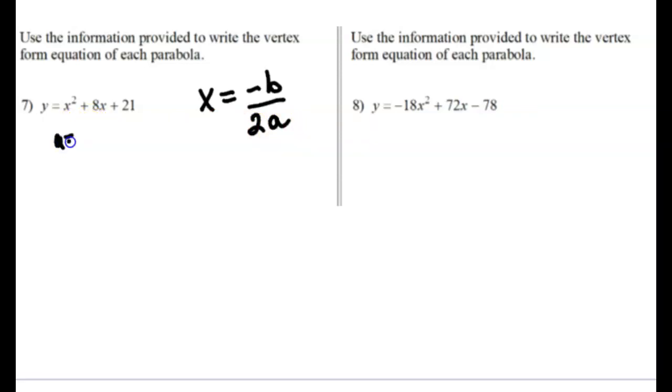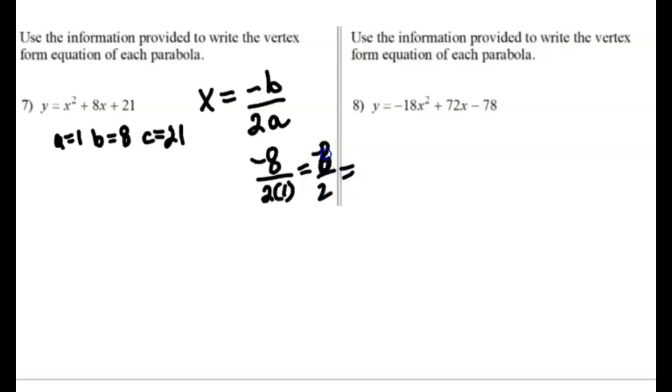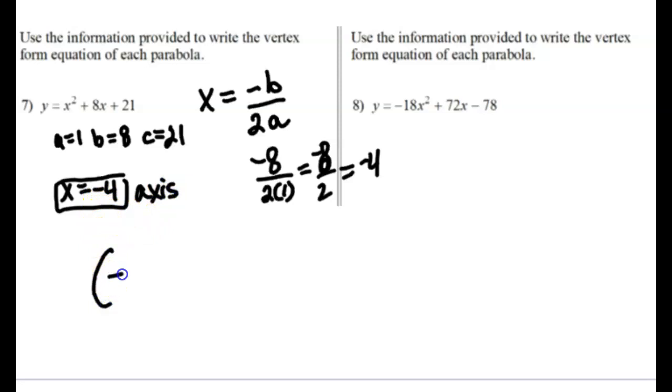A is 1, B is 8, and C is 21. Is everybody okay? So the opposite of B would be negative 8 over 2 times 1. Make sure you do that denominator first. So you'd have negative 8 over 2, which would be negative 4. Okay? It says x equals because that's actually the axis of symmetry. Didn't ask for that. Shouldn't have boxed it there. But what that means is the vertex goes through negative 4 something.